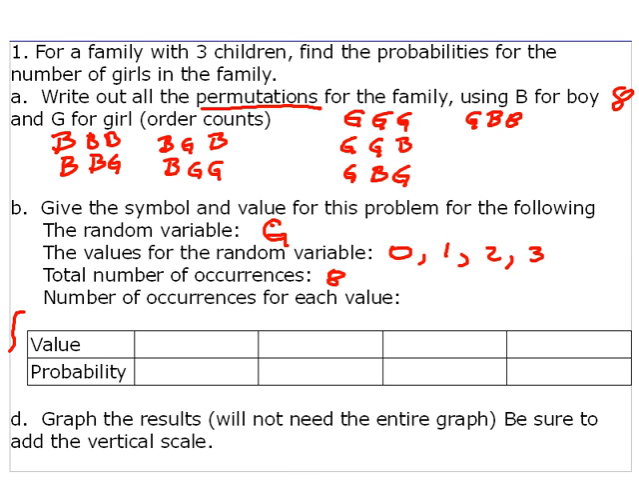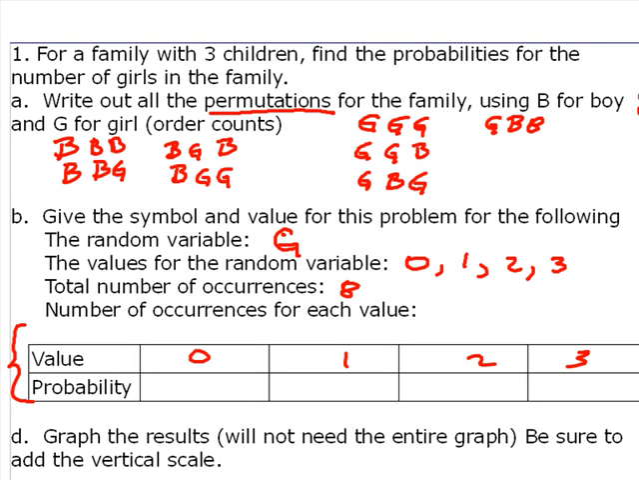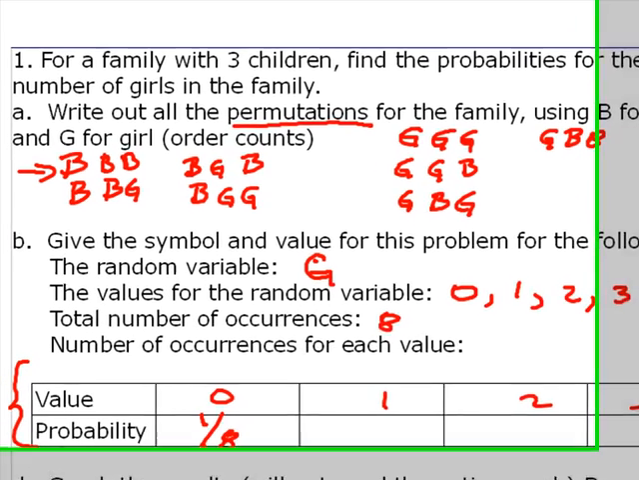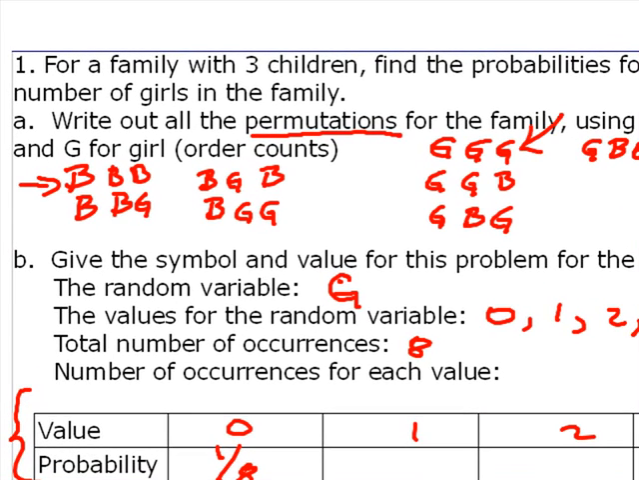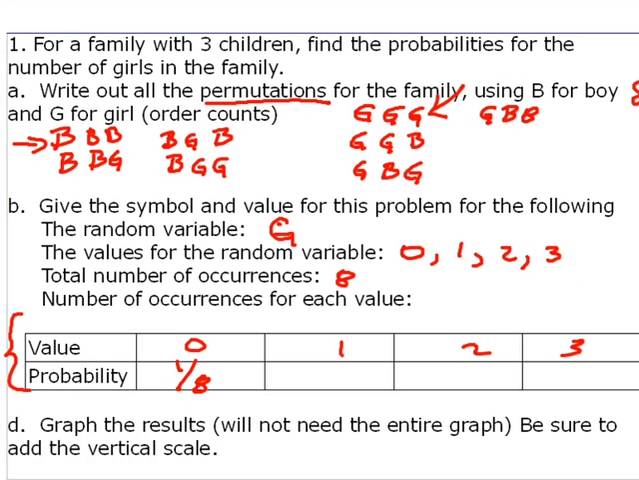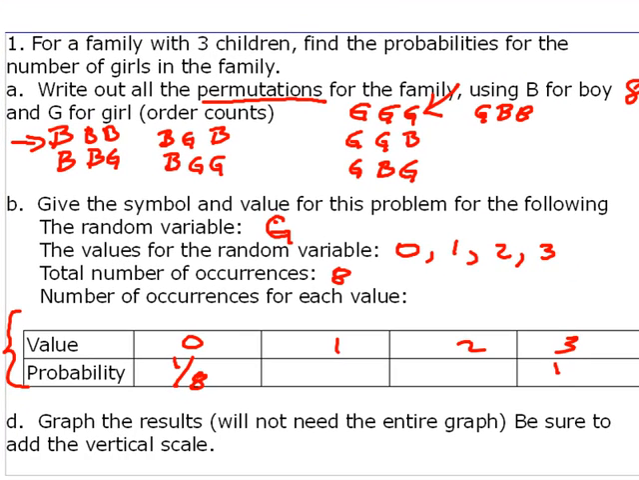Then you create these little tables here. Put the value of the random variable, 0, 1, 2, and 3. And now you need to know the probability. Well, if there's 8 chances, what's the probability of having no girls? There's only 1 case. That's when you have all boys. So there's 1 out of 8 chances of having no girls in the family. Okay, you can go over here and do 3 easily. What's the chance of having 3 girls? There's only 1 time that you have 3 girls. That's when you have girl-girl-girl combination. That's 1 out of 8.